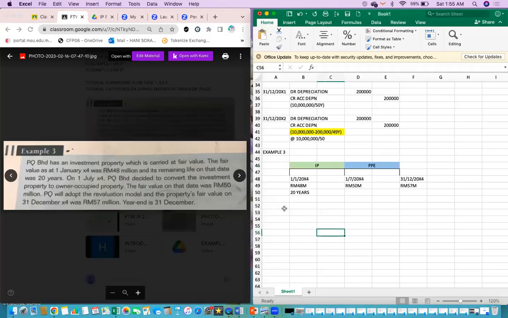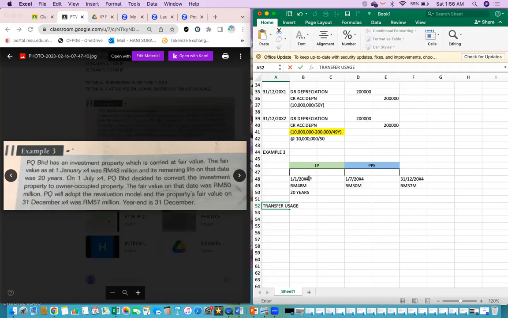Okay, we're going to continue from there, which is for example number 3. So example number 3's focus is actually on transfer usage. Okay, so if you look at the slide, there is a transfer usage slide, and this is the elaboration of it. Okay, so transfer usage in this question is actually where the company, which is PQ Berhad, initially acquired one particular property and they use it as investment property.